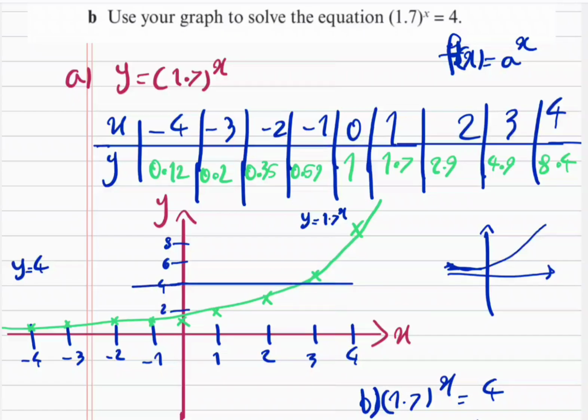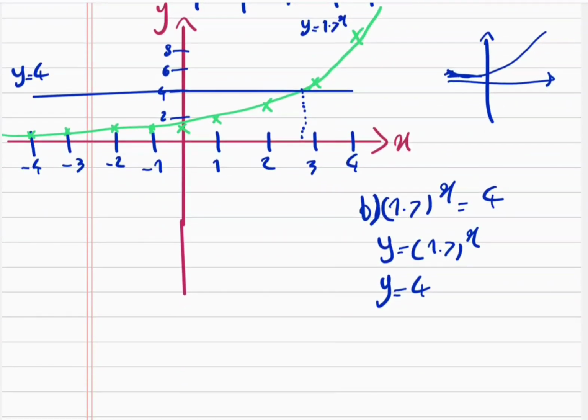I think this one is better. It roughly looks like maybe 2.8 or something like that. So I think the value of x is approximately 2.7 for the final answer.